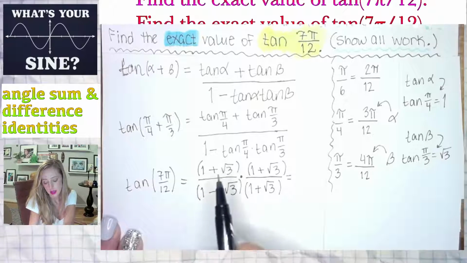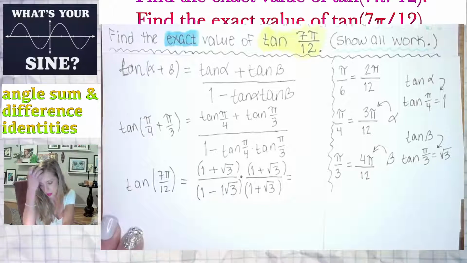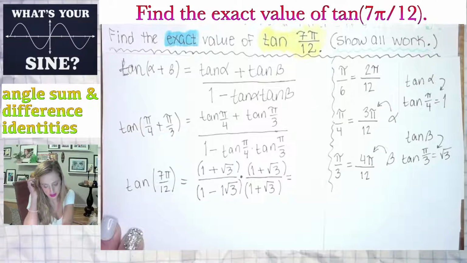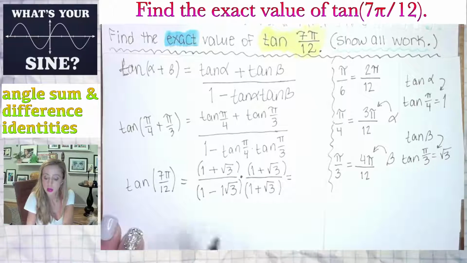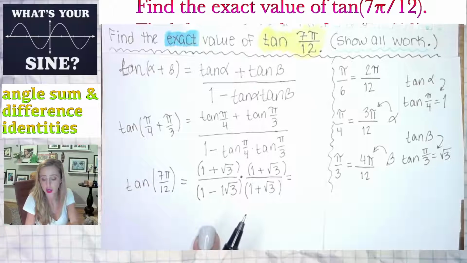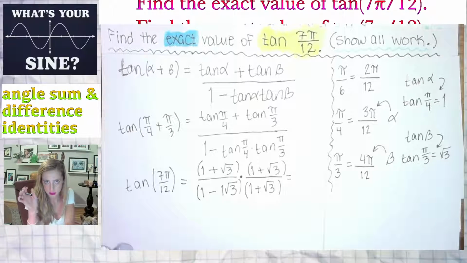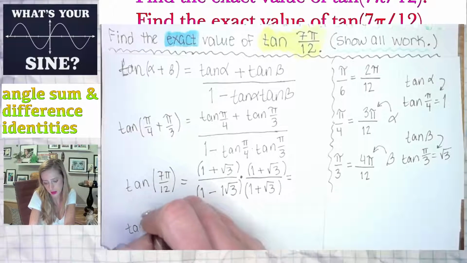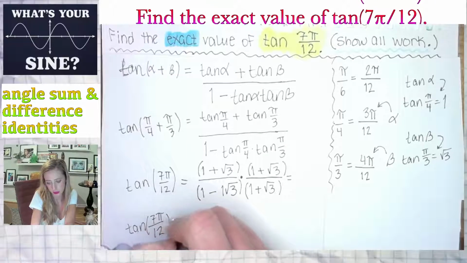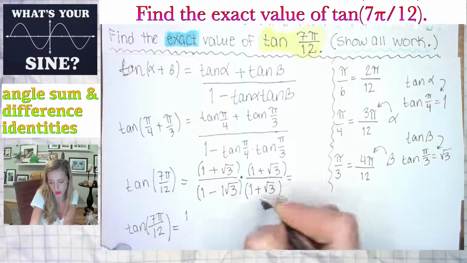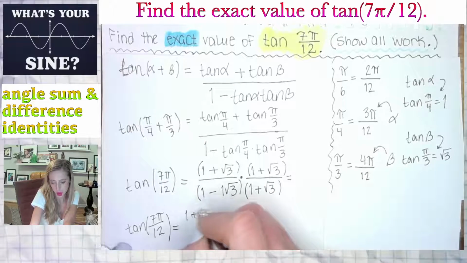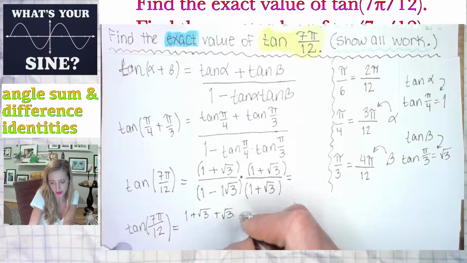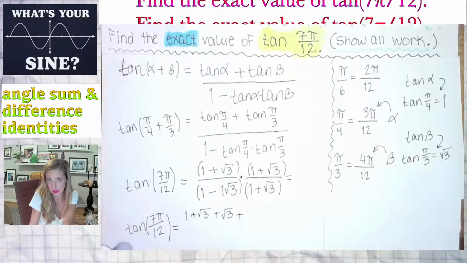On the numerator, we're going to multiply. We're going to use the mnemonic device FOIL. The outer and the inner do not cancel out, clear out, anything like that. Just go carefully. But on the denominator, because they are conjugates, your outer and your inner terms from FOIL will cancel out. So tan of 7 pi over 12 equals, all right, first is 1. Outer is plus root 3. Inner is also plus root 3. This will equal 2 root 3 plus root 3 times root 3.